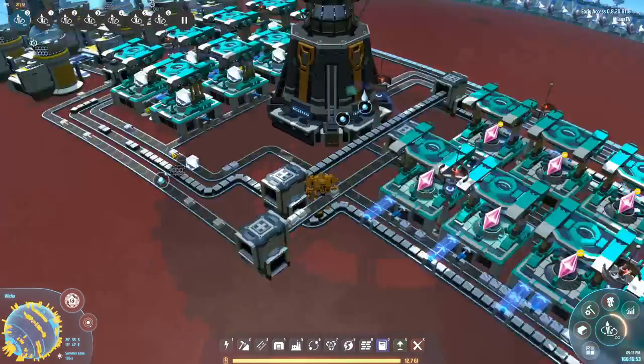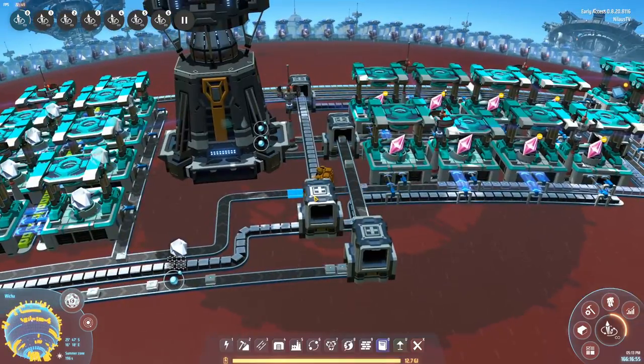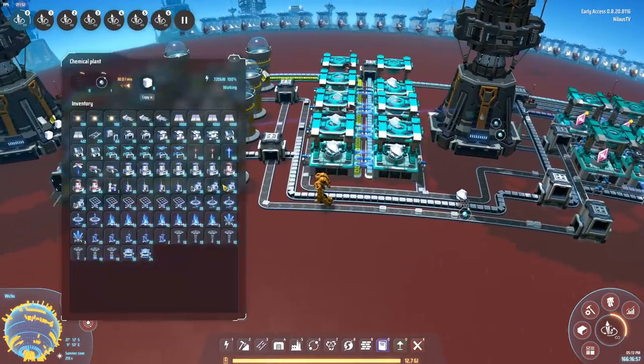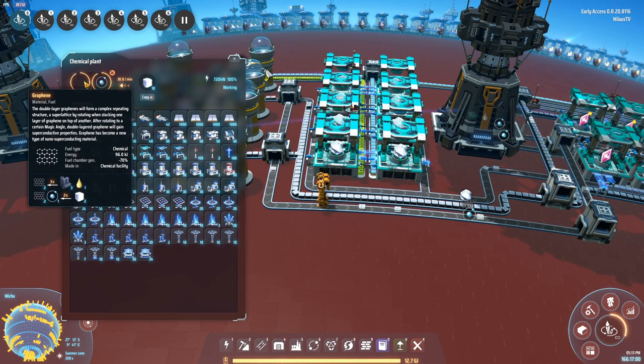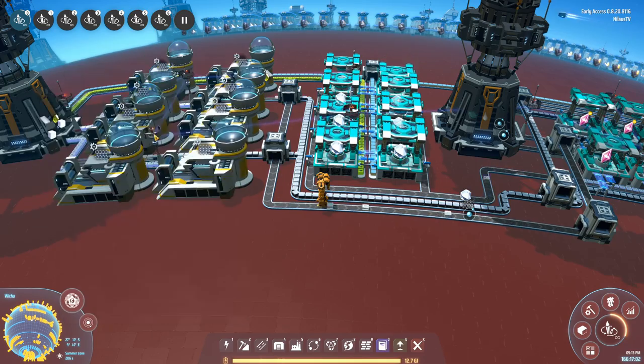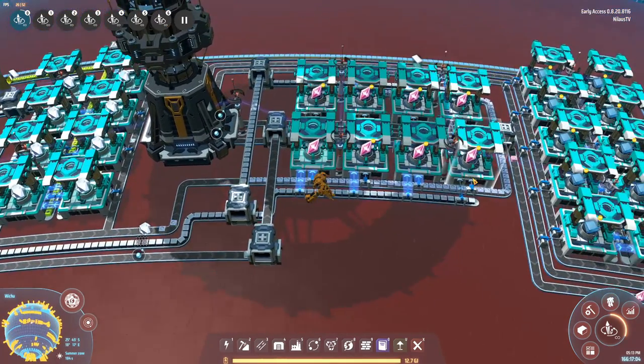Hydrogen is currently at this point only coming in as the residual, but if we look at the recipe, here is the recipe. It will take, let's look at that one instead, the bottom one of these. For every two graphene, I'll only get one hydrogen. So obviously this is not going to be enough hydrogen.